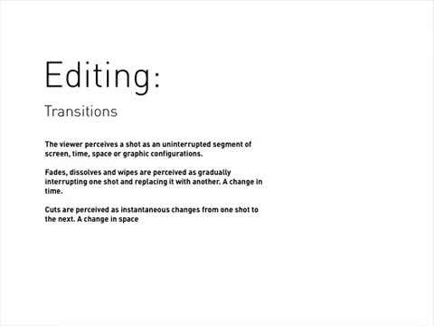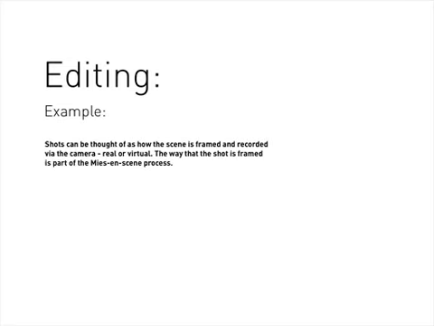And we're going to see an example which just looks like normal shot-to-shot filmmaking, but there'll be an explanation which may widen your view on its potential. An example, shots can be thought of as how a scene is framed and recorded via the camera, real or virtual. The way the shot is framed is part of a thing called the mise-en-scene process. And what the mise-en-scene is, it relates directly to this last thing here, composition.